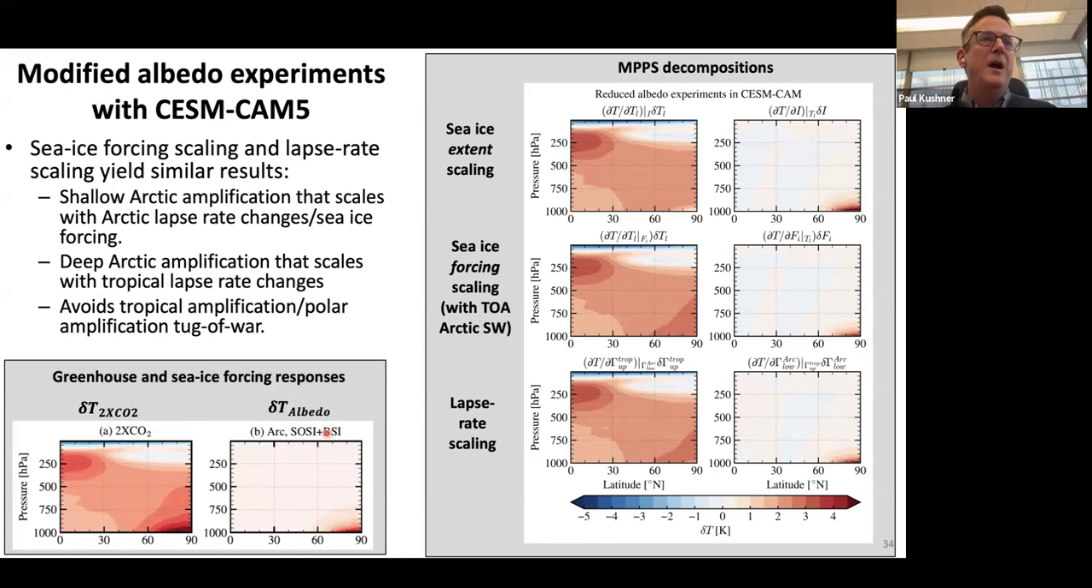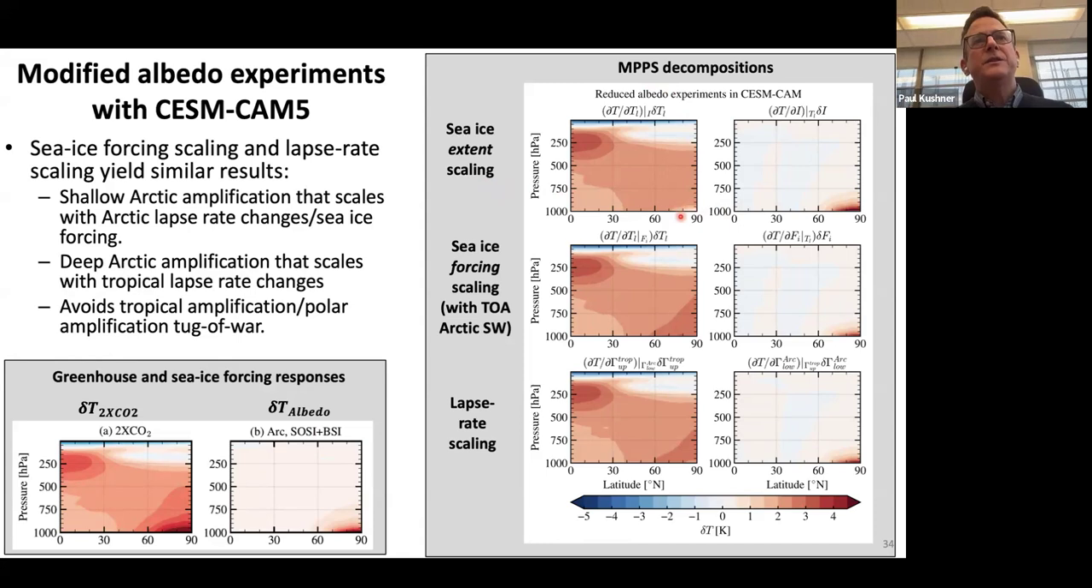albedo on sea ice albedo and also bare ice albedo. I've shown you these patterns before. This is the raw responses. And then these are various multi-parameter pattern scaling decompositions. This one is based on sea ice extent scaling.